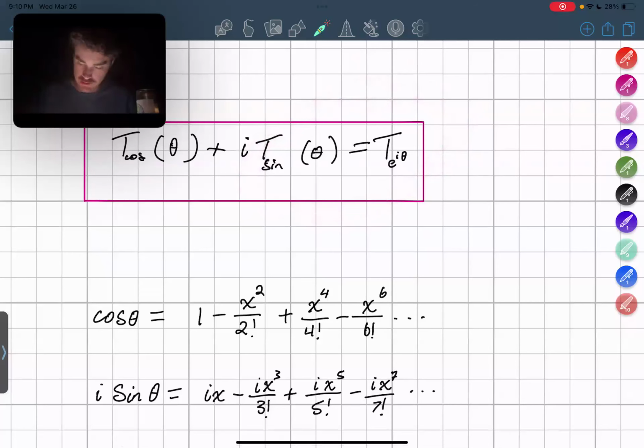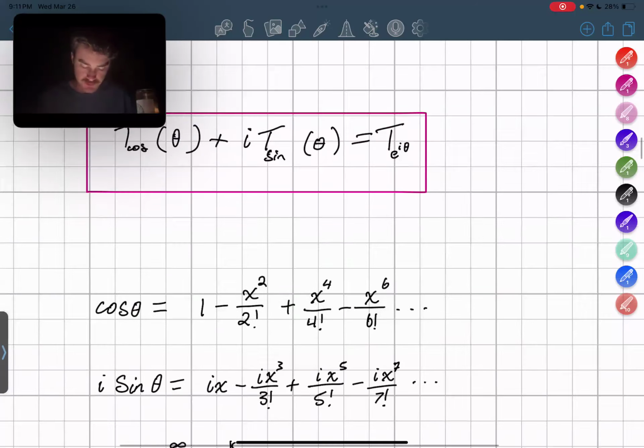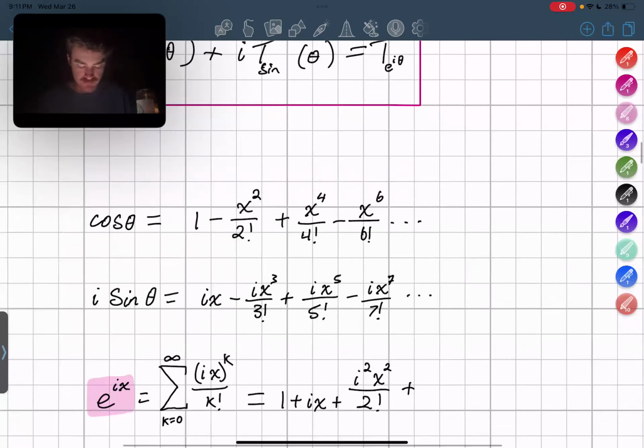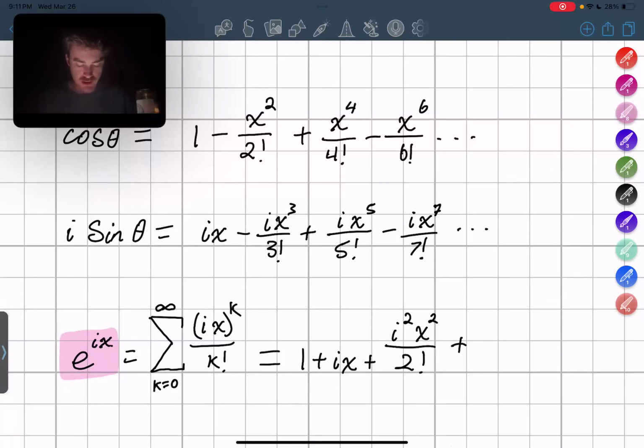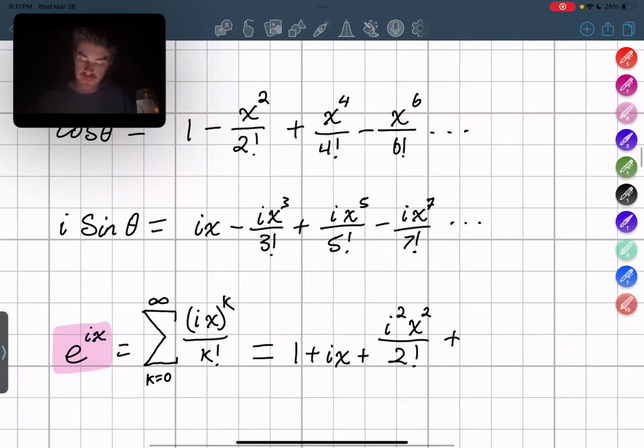Similarly with i sine theta, the Taylor series expansion of sine theta, and then we just multiply the whole thing by i. And so we get ix minus i x cubed over 3 factorial, and so on. So here I just wrote out the sigma notation of e to the ix, and that is going to be, starting at k equals 0, i to the k times x to the k over k factorial. And so let's just start.